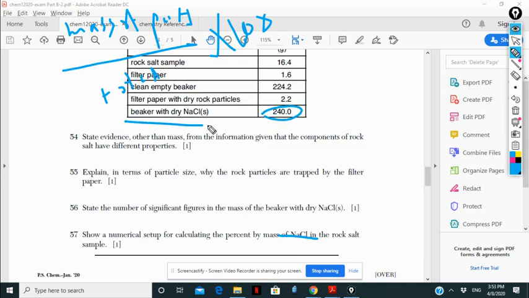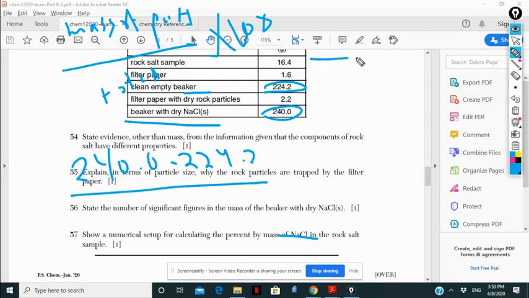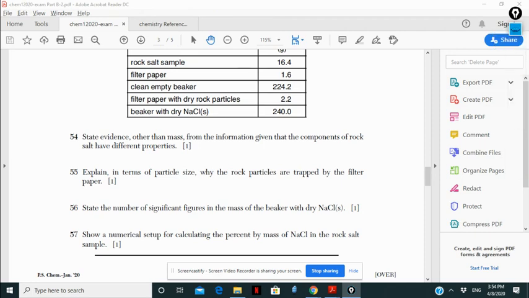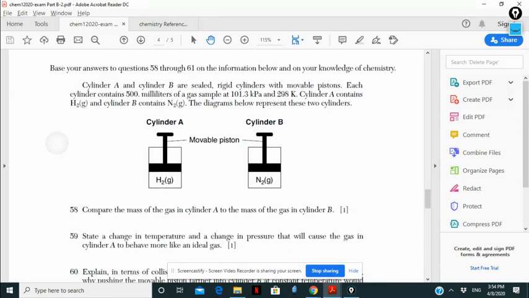Look here, that beaker was dry sodium chloride, that beaker was a clean beaker. So if I subtract 240 minus 224.2, and the total rock and salt was 16.4, times 100. He said a numerical setup. You don't want to solve it. But if you do the subtractions, it's 15.8 divided by 16.4 times 100. Be more specific. When I ask you a numerical setup, I don't ask you to find the solution.